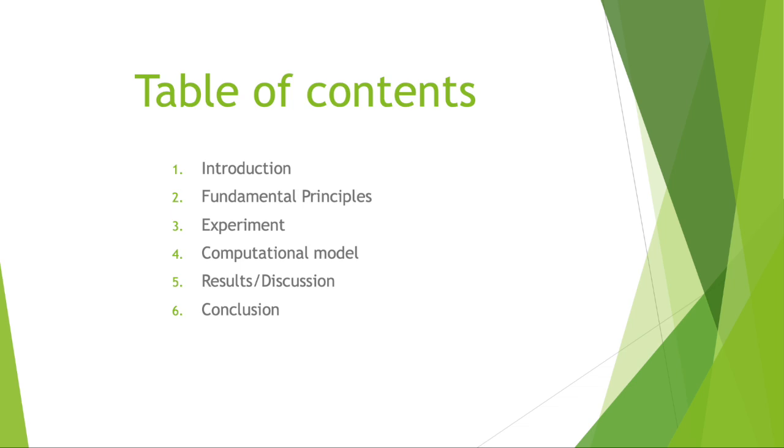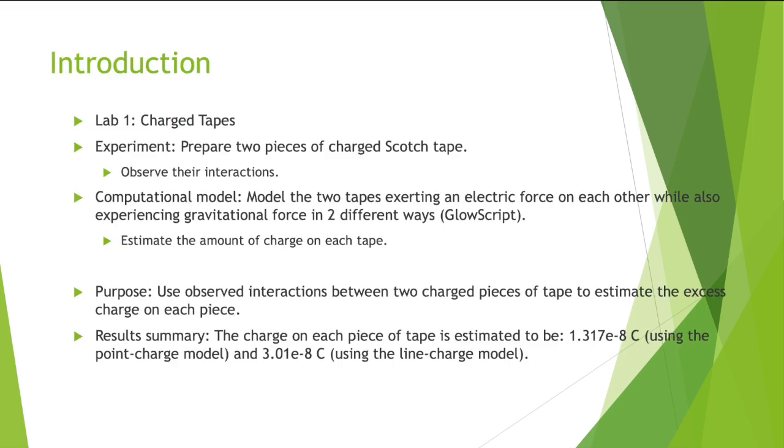This report will consist of the introduction, principles, experiment, computational model, results, and the conclusion. The purpose of this lab is to prepare two pieces of charged Scotch tape and observe their interactions with each other and with other charged objects to estimate the amount of excess charge on each piece of tape. The point charge model estimated the charge to be 1.317 times 10 to the negative 8 coulombs, and the line charge model estimated it to be 3.01 times 10 to the negative 8 coulombs.